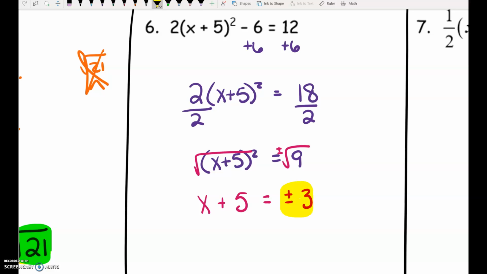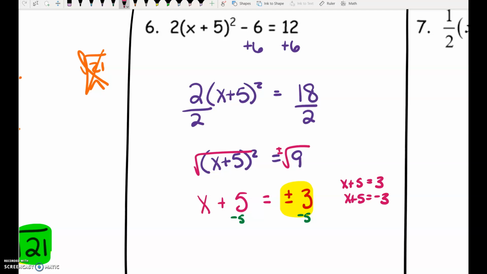Okay. This time, it's not stuck under a radical. You can do 3 minus 5. But we don't just have 3 here. We have positive 3 and we have negative 3. Some people find it helpful to rewrite this x plus 5 equals 3, x plus 5 equals -3, so that they can really see that there are 2 separate equations here, and we have to solve both of them.